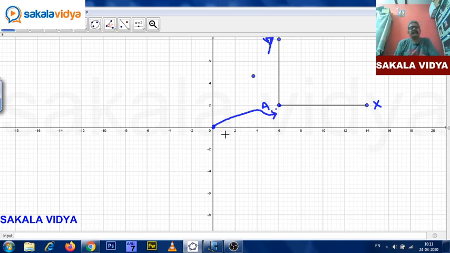So, that means translation of axis means we shift the origin to a point in the plane without changing the directions of the original axis. Then that transformation is called translation of axis. Right.